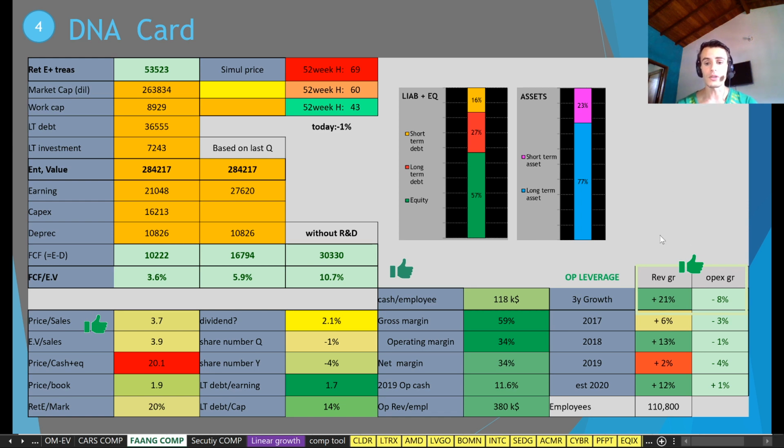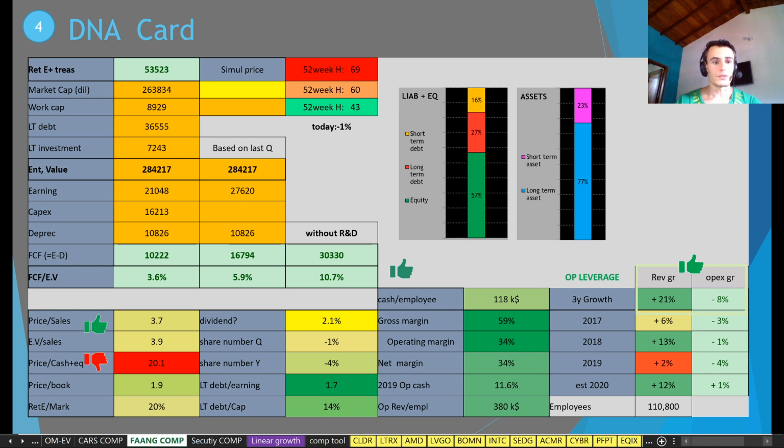So even though the growth number here on the 3 years is not impressive, what you really need to put into perspective is the difference between revenue growth and OPEX growth, which here actually is quite significant.